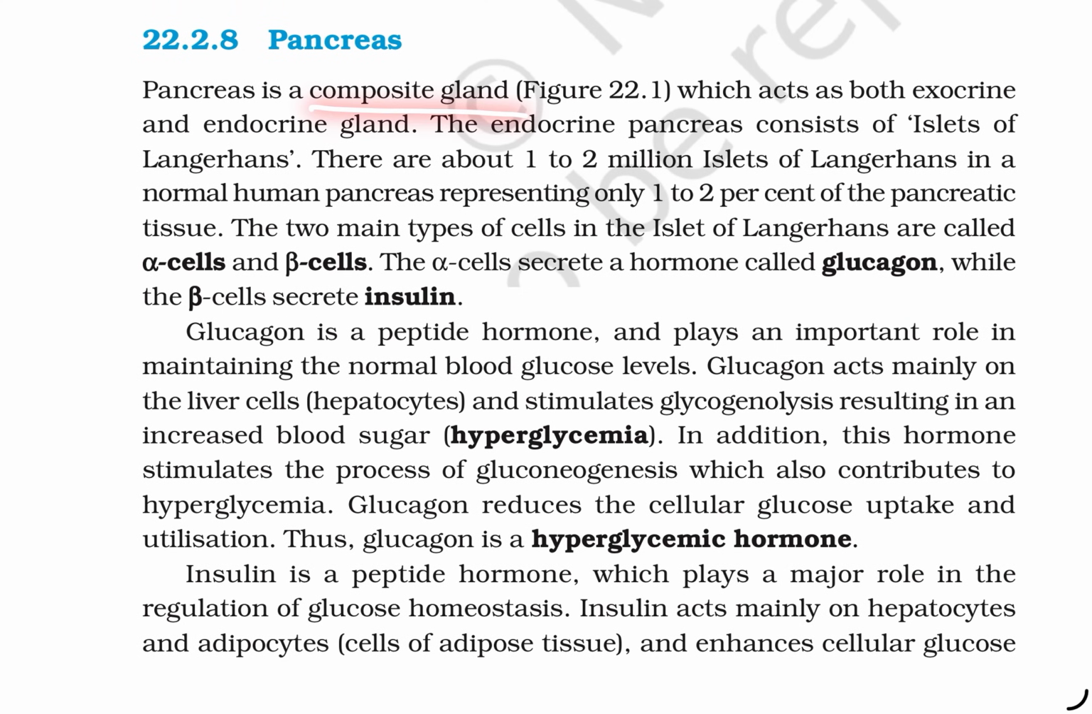Pancreas. The pancreas is a composite gland which acts both as an exocrine and endocrine gland. The endocrine part consists of the islets of Langerhans, which number about 1 to 2 million. In a normal human, the islets represent only 1 to 2% of pancreatic tissue. The two main cells of the islets of Langerhans are the alpha cells and beta cells. Alpha cells secrete the hormone glucagon and the beta cells secrete insulin.